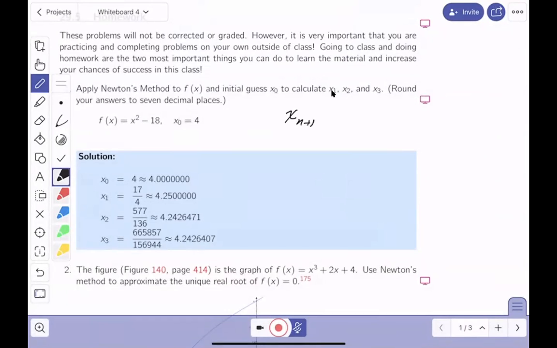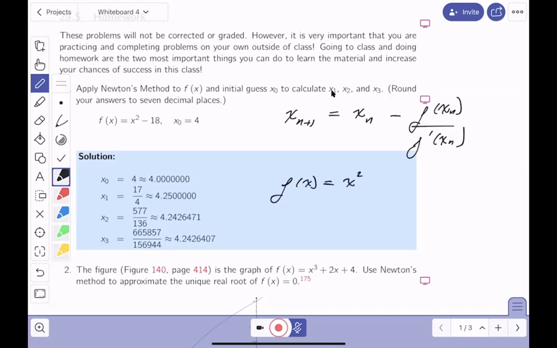x_{n+1} equals x_n minus f of x_n over f prime of x_n. Well, I'm just going to set it up because it's really not asking me to even think about it. It just sets the problem up and computes some numbers. So what's f of x? I'll write it down for you.